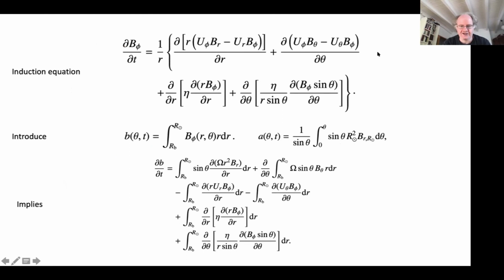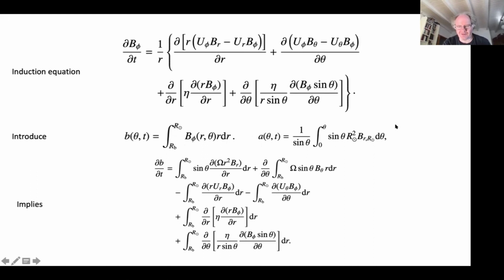So again, we'll take the induction equation, which we now write out in its component pieces. And the thing we're going to do is integrate from the base of the convection zone to the solar surface. In particular, we integrate the toroidal component of the field, the phi component. This is, of course, still the axisymmetric B phi.